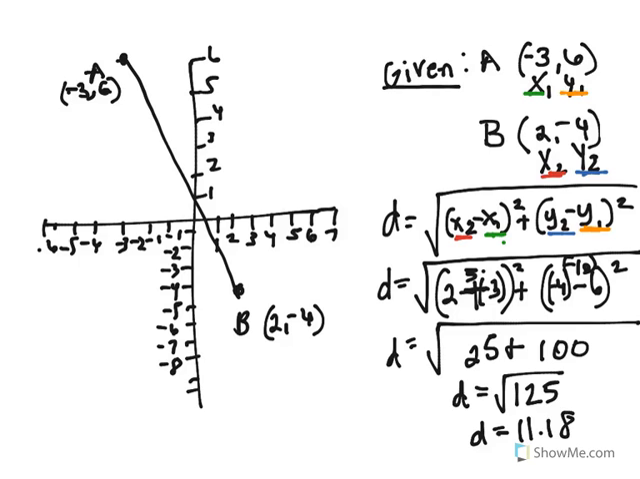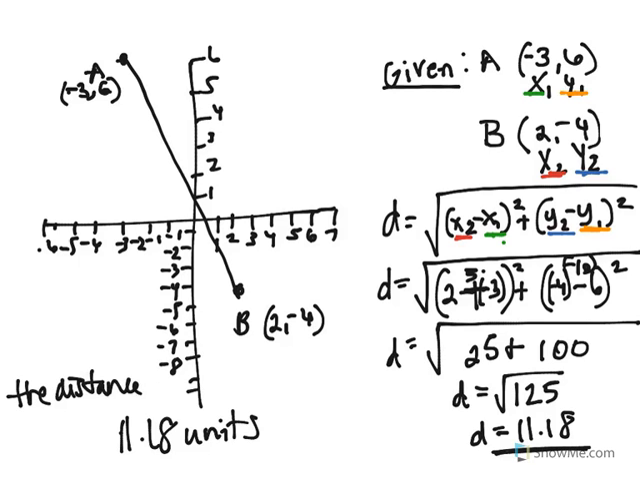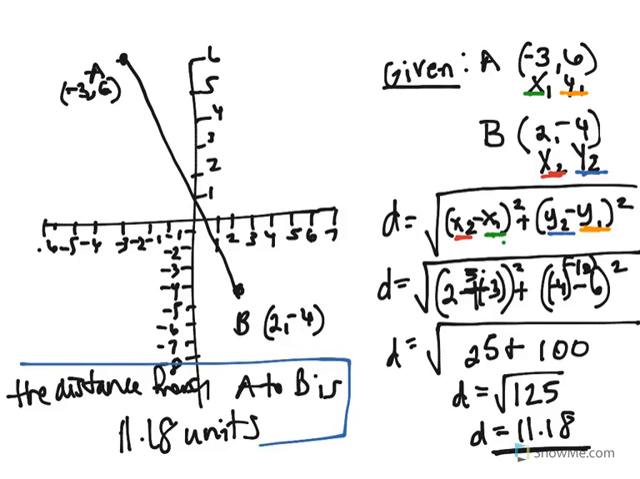But I'm not done because I need to make sure that I let whoever is looking at this problem know that I know that 11.18 is measured in units. So I would answer the distance from A to B is 11.18 units. All right, and that's it for now.